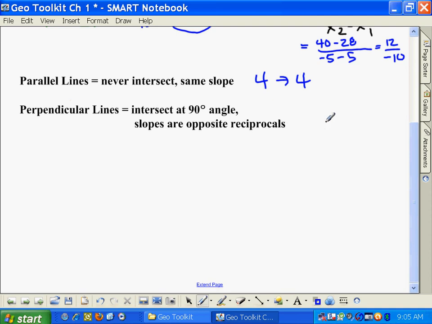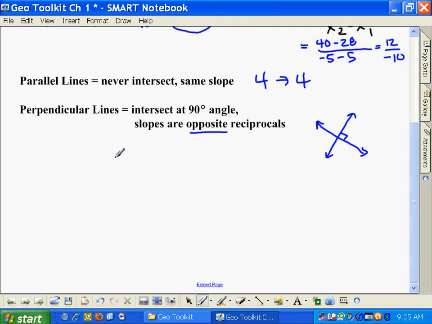Now perpendicular lines, they will cross, and they intersect at a 90-degree angle here. So for instance, if I had one line like this, the other line might be like that, and they would cross and form a 90-degree angle. And you'll notice here in this case that one is going uphill and one is going downhill. So you'll always notice that the slopes will be opposites, which means one will be positive, one will be negative. Also, they're reciprocals. So if you know the slope of one, you can flip to be the other.